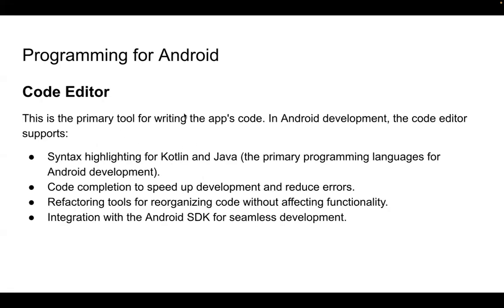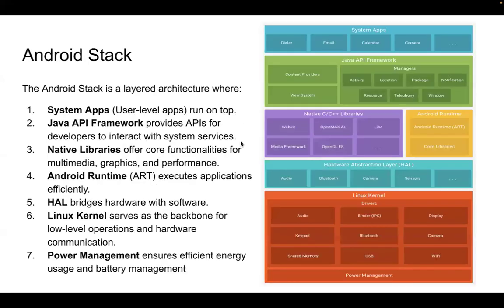Code editor. We'll use Android Studio. It will have syntax highlighting for Kotlin and Java, and code completion to speed up the development process. It does help you a lot. There are also refactoring tools, and we're going to talk a little bit about that. I think in module 3 or 4 we're going to talk about debugging, refactoring, and those different kinds of tools.